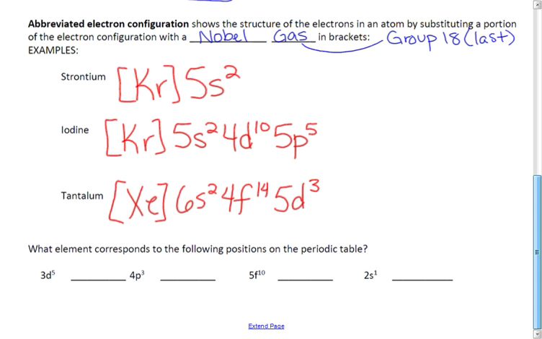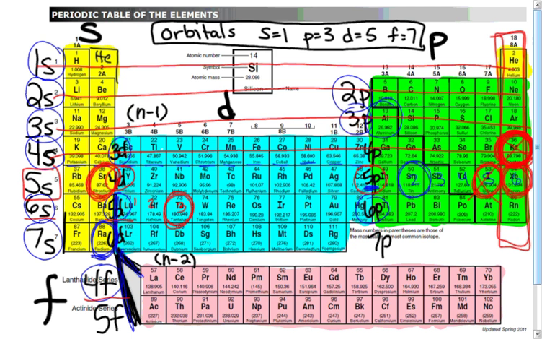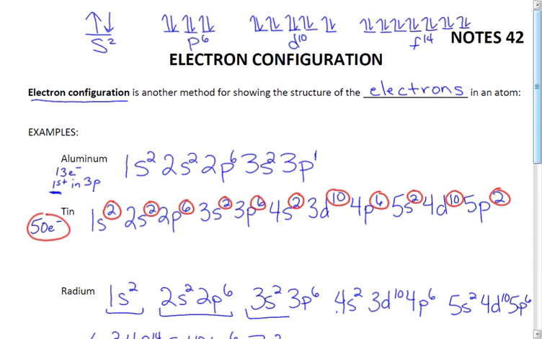We could also just look at the very last position and just find an element. So if it's in 3d5, we go and we find 3d. So I've got a lot of colors going on here. We've got 3d right here, and we want 3d5, so 1, 2, 3, 4. Looky there, that's the fifth one over, so that's manganese. So we fill in Mn.